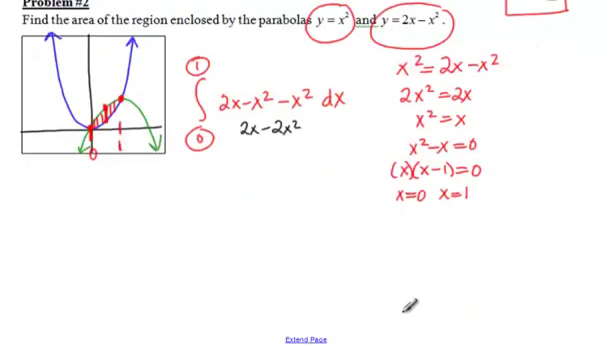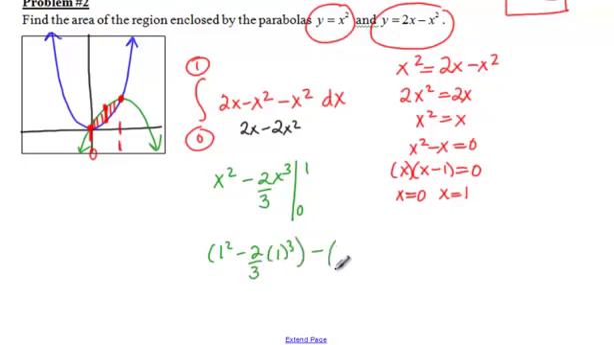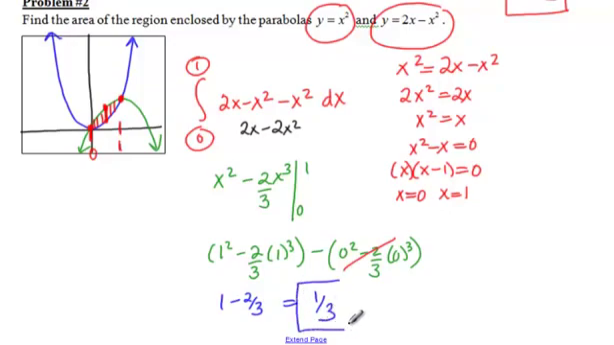So when we integrate that, we get x squared minus 2x cubed divided by 3, evaluated from 0 to 1. So when we plug 1 in, we're going to get 1 squared minus 2/3 times 1 cubed, minus, and now we plug in 0: 0 squared minus 2/3 times 0 cubed. And this whole quantity turns into 0. So what we end up with over here is 1 minus 2/3, which equals 1/3. So the area enclosed by these two curves right here is 1/3 units squared.